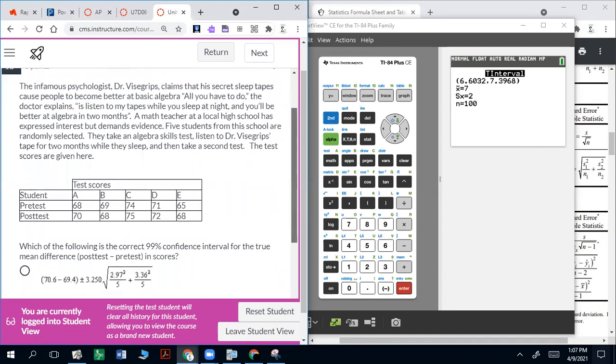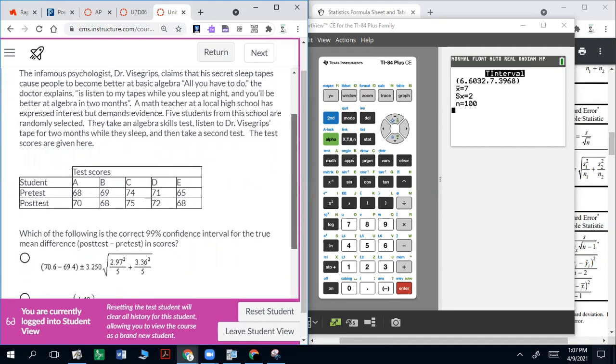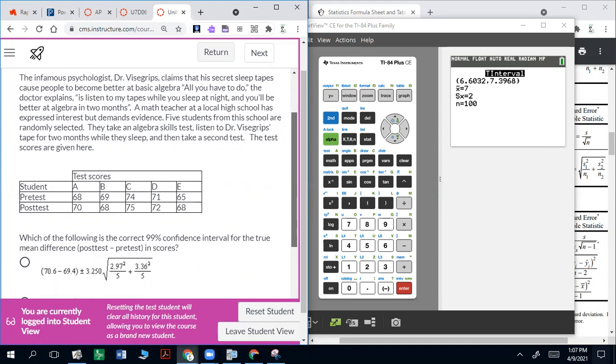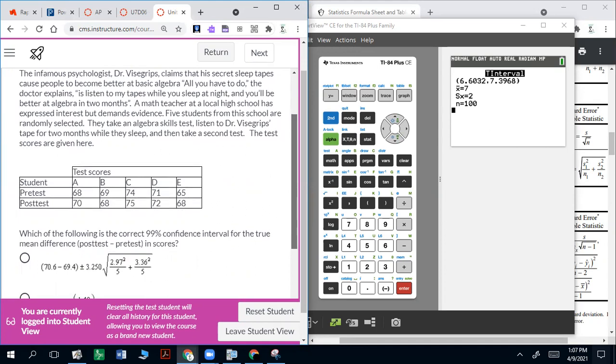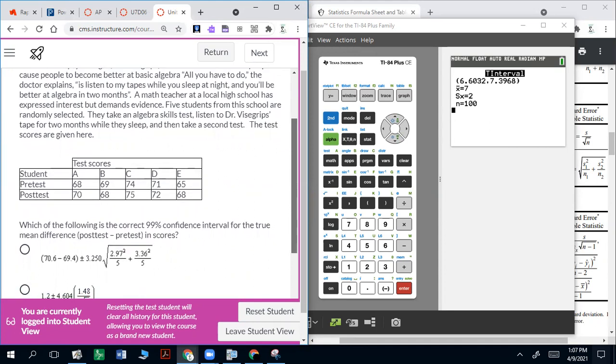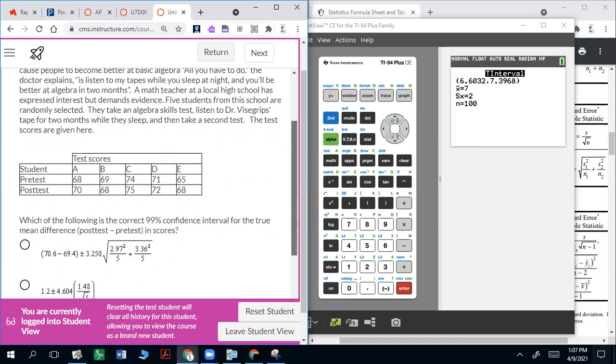All right, number 13. The infamous psychologist Dr. Weisskopf claims that his secret sleep tapes cause people to become better at basic algebra. All you have to do, the doctor explains, is listen to my tapes while you sleep at night, and you'll be better at algebra in 2 months. A math teacher at a local high school has expressed interest but demands evidence.